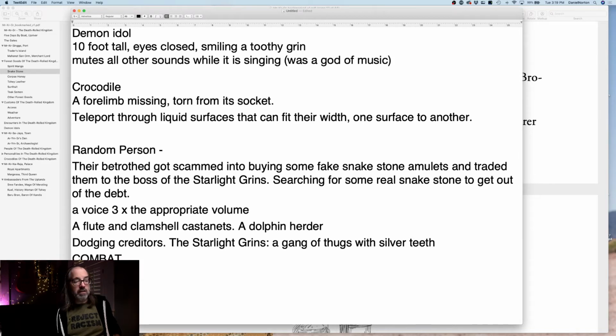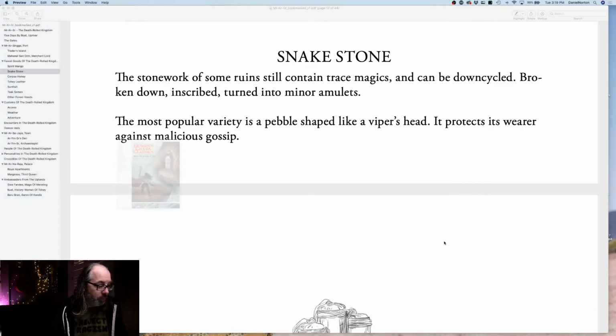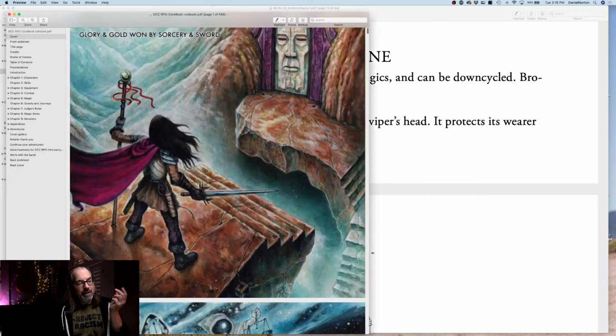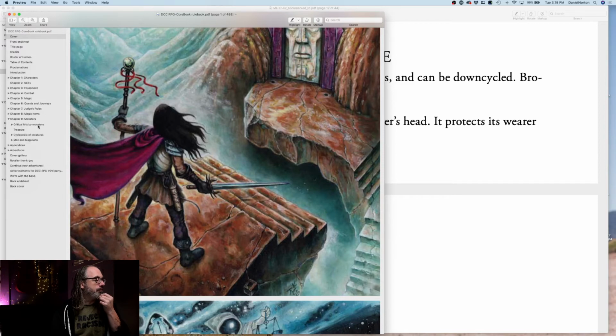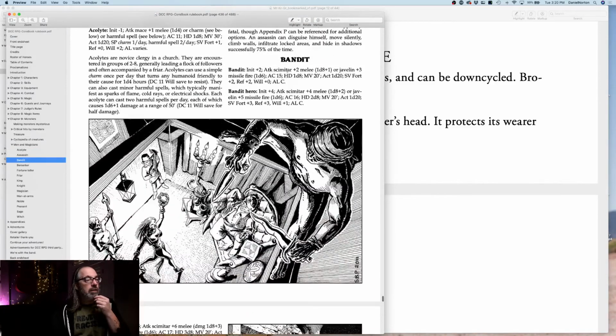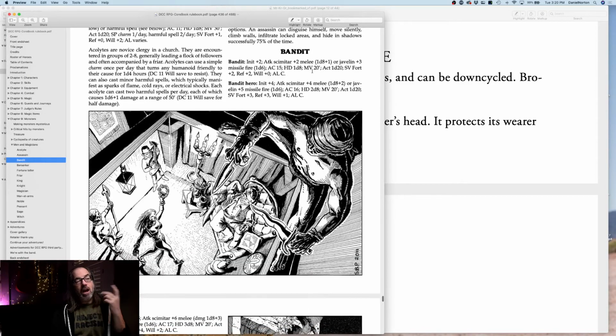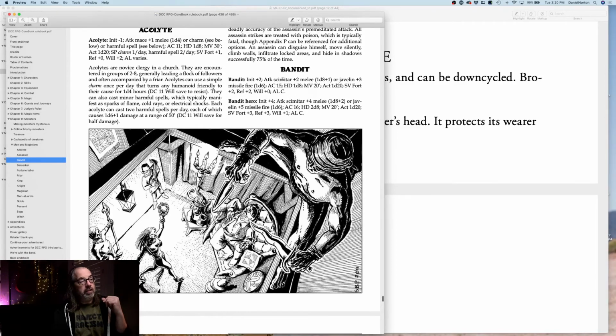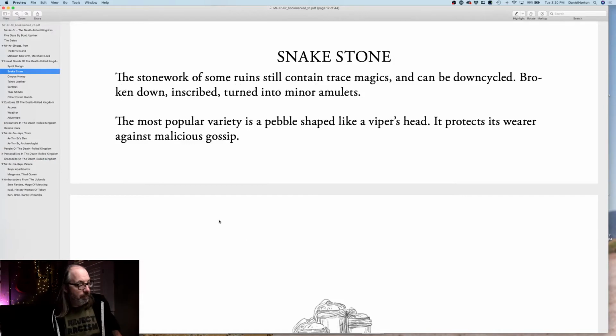Let's do the Starlight Grins. So the Starlight Grins are going to be, let's see. Let's open up our DCC book. Just so I have it, I'm not going to go crazy, but in DCC you've got men and magicians. So they're probably going to be bandits, I'm guessing. Let me just see how tough bandits are. Oh yeah. She's high enough level. I'll make it a lot of them, so it's kind of a challenge. Like there'll be 10 of them or something like that, right? So maybe I'll do 10 bandits and 1 bandit hero.